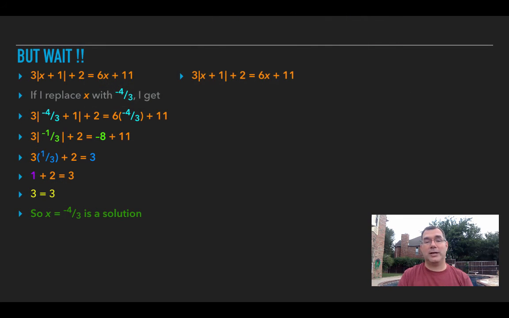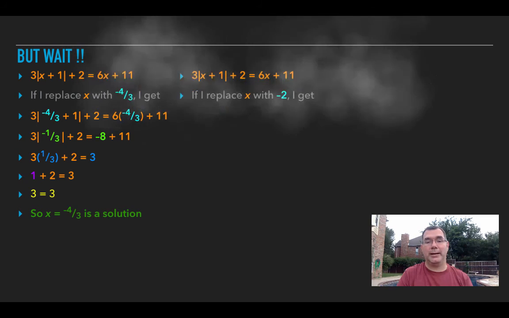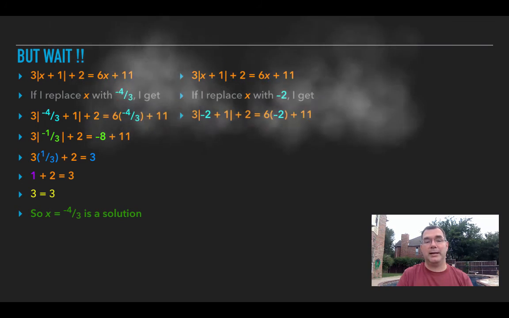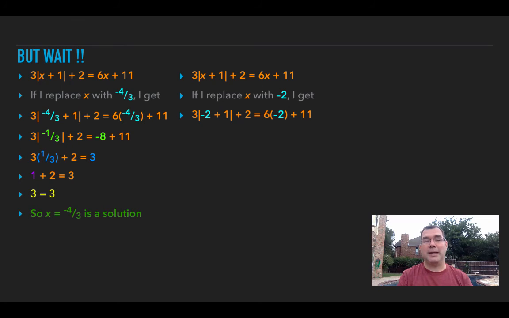Okay. Now let's try the same equation, and we will plug in negative 2. If I plug in negative 2, I get 3 times the absolute value of negative 2 plus 1, plus 2, equals 6 times negative 2 plus 11. Okay. If I look inside the absolute value, the negative 2 plus 1 equals negative 1. And if I simplify on the right, 6 times negative 2, that's negative 12. Okay. The absolute value of negative 1 is positive 1, so I will change that.